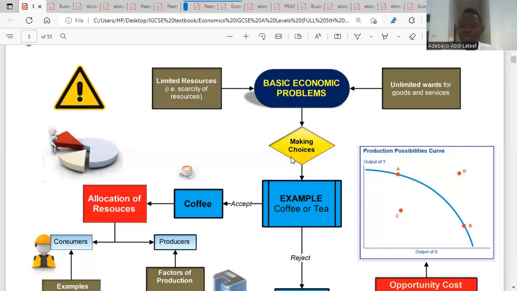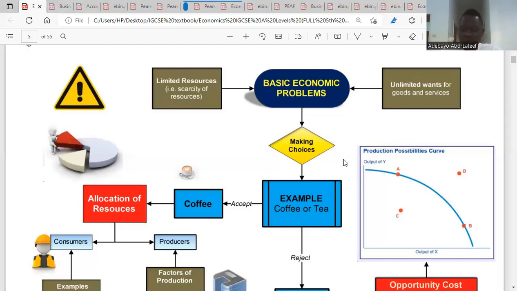When you have to make a choice, it means you are unable to afford everything that you really needed. So that means you have to make a choice. And what does choice mean? Choice means that you're taking a decision based on your scale of preference. Choice means a decision that has been taken or has to be taken based on your scale of preference. What is a scale of preference? Scale of preference is the arrangement of our needs and wants according to how important they are.